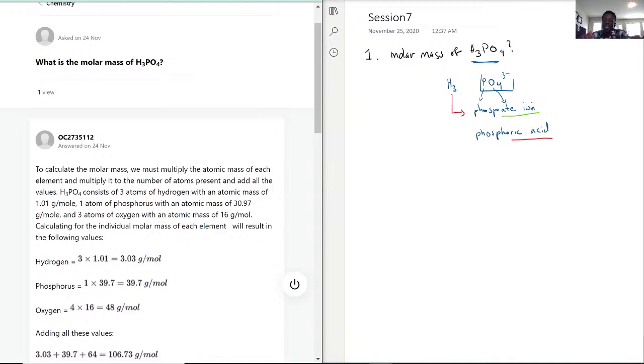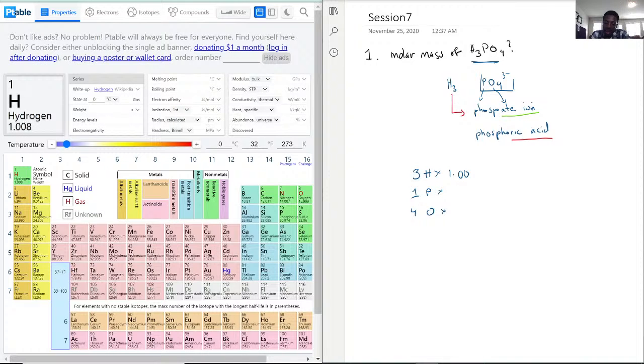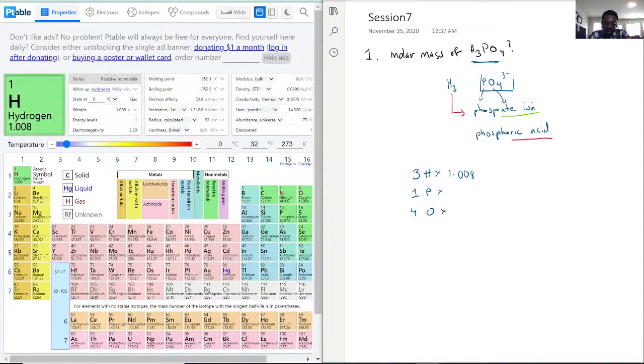Perfect. But now to actually answer the question, that's what it's asking for, the molar mass. We get the constituents. So we have 3 hydrogens, and then we have 1 phosphorus, and we have 4 oxygens. Okay? So hydrogen, according to the periodic table, has 1.008. Phosphorus has 30.974. And oxygen has 15.999.